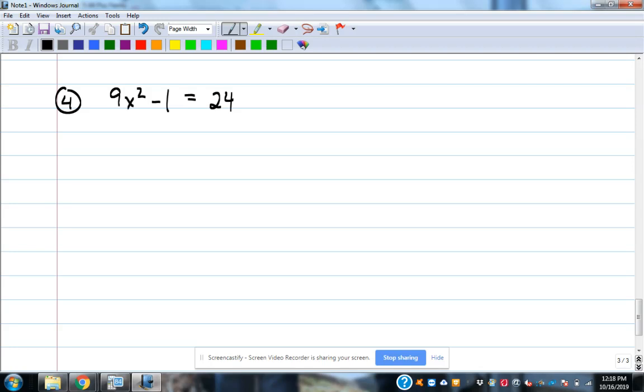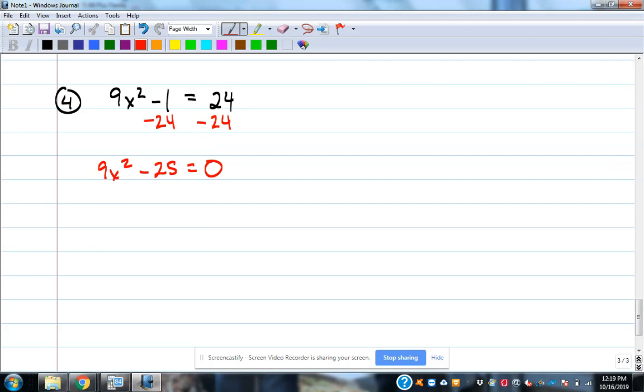We can do it with quadratic formula. We're going to get the same answers. Okay. So if I do quadratic formula, I would subtract 24 to get 9x squared minus 25 is equal to 0, which when it's equal to 0, what does it look like now?